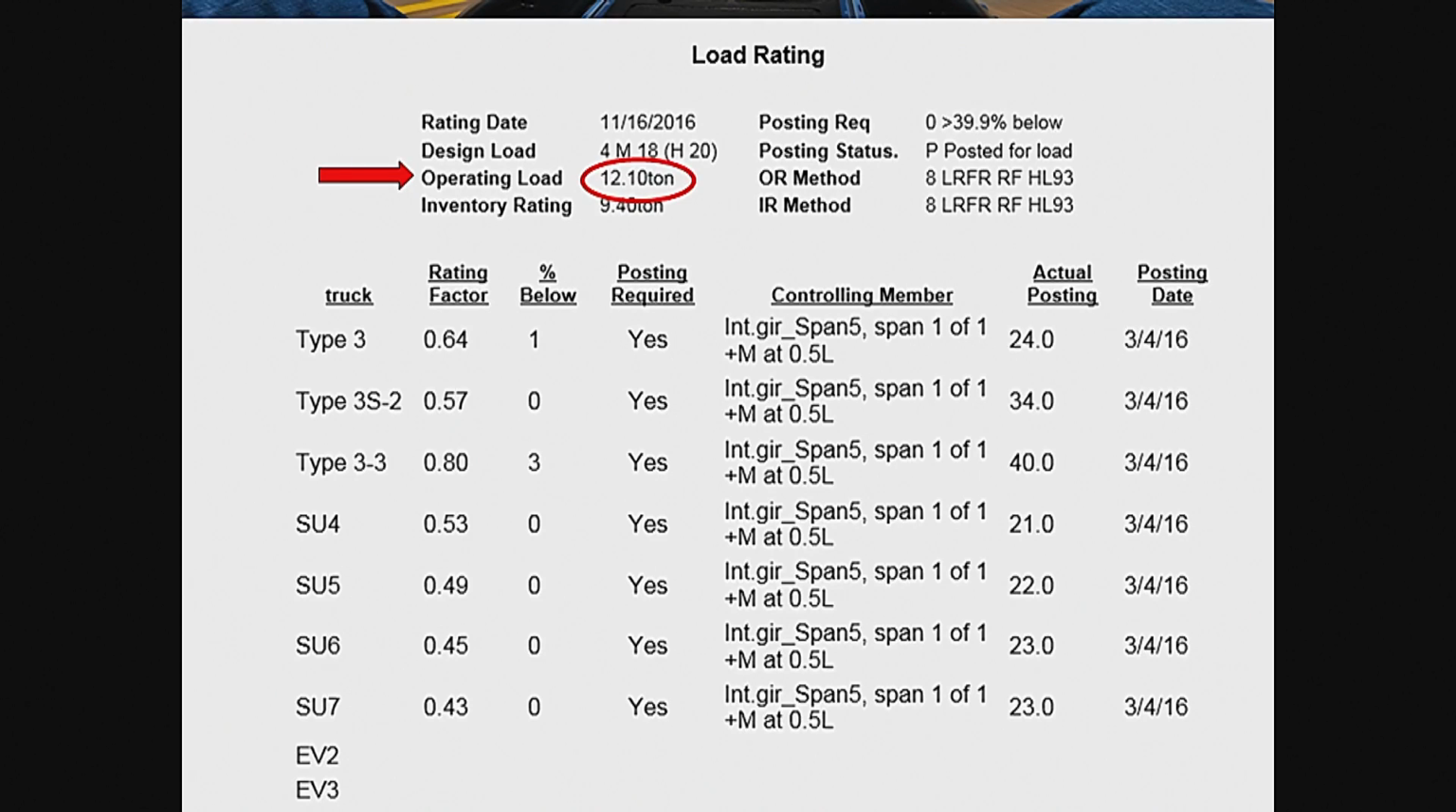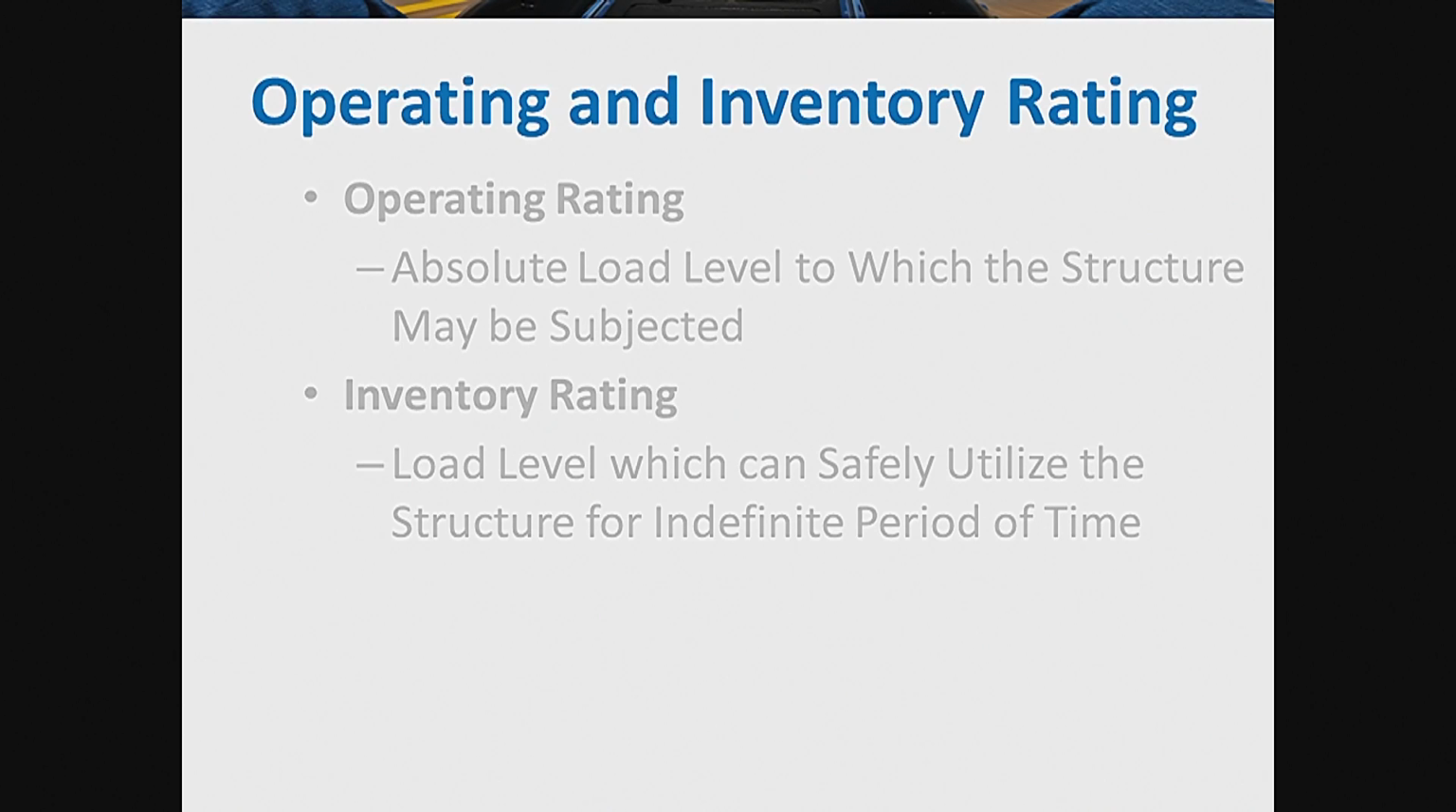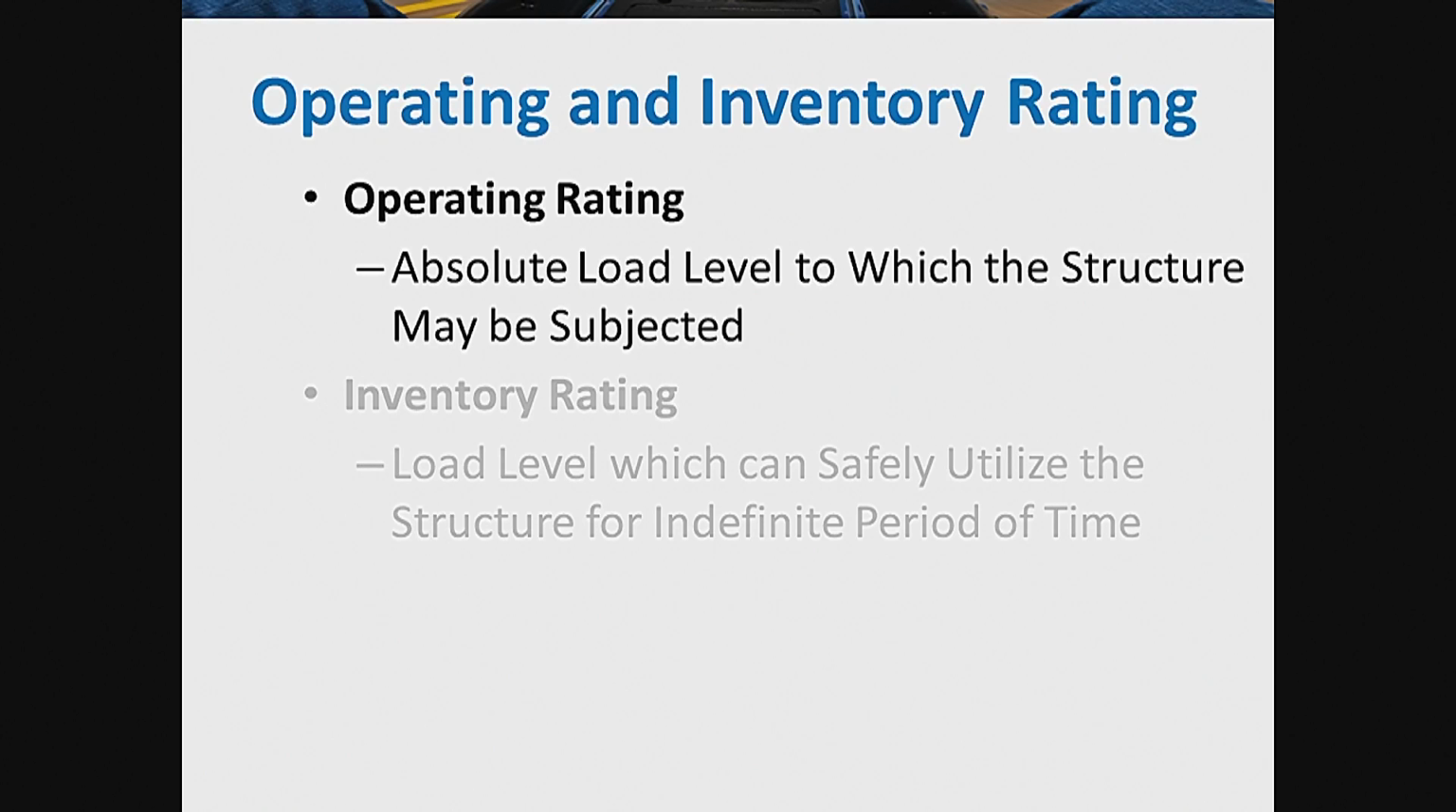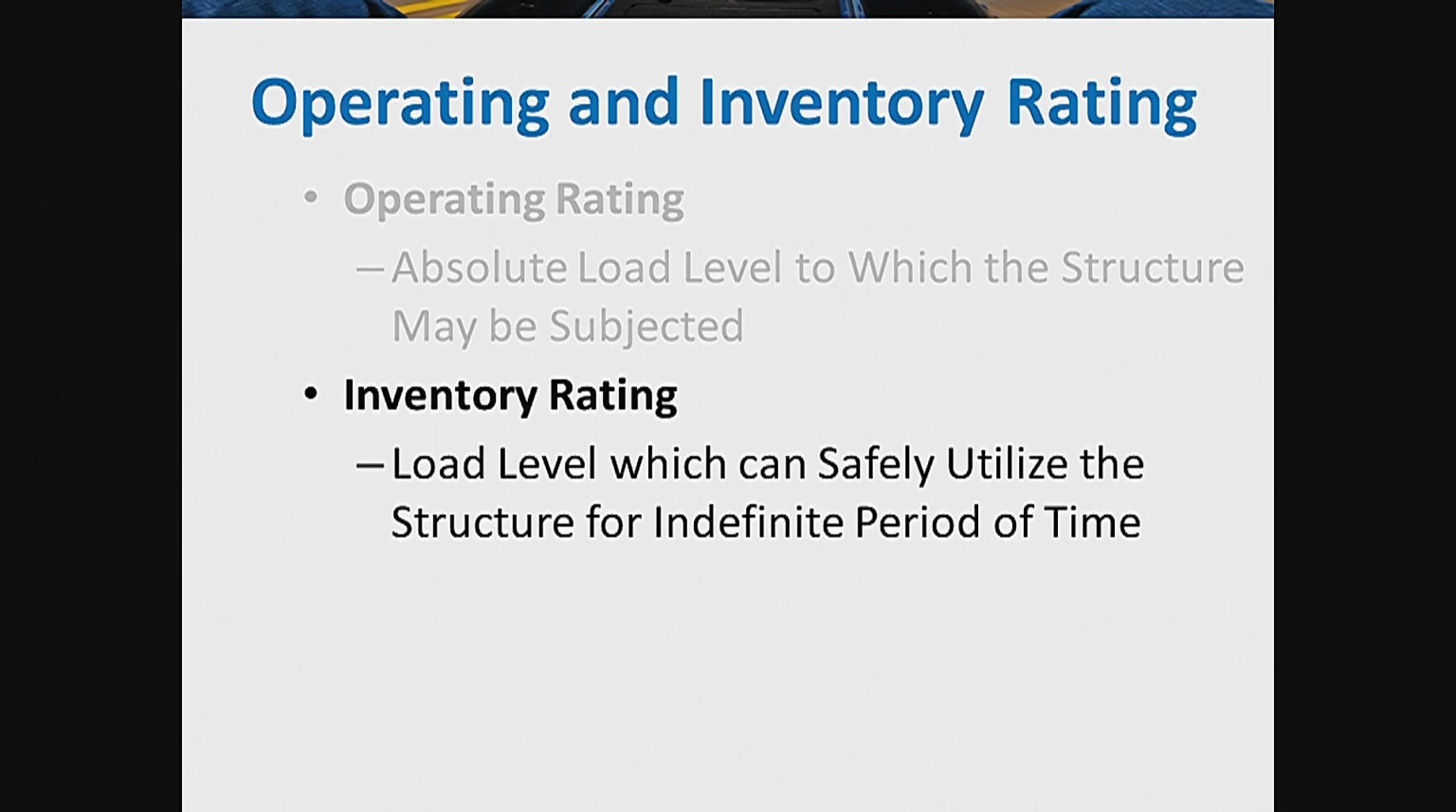So the next section may be called the operating load. And right below that is the inventory rating. And these are based on the design load. So for operating and inventory rating, the operating rating is the absolute maximum load to which a structure may be subjected. And the inventory rating is the load level which can safely utilize the structure for an indefinite period of time.